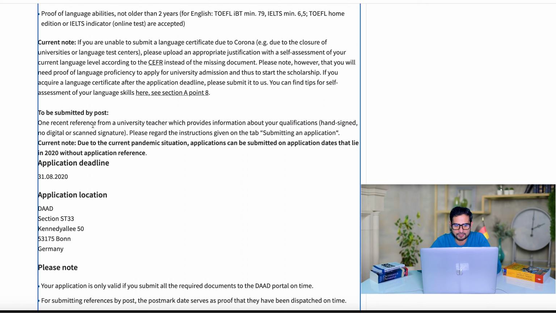So, one recent reference from a university teacher which provides information about your qualifications, hand signed, no digital or scanned signature. Please regard the instructions given on the tab submitting an application. Application location, DAAD, Kennedyallee 50, 53175, Bonn, Germany. This is the address that you need to post to.